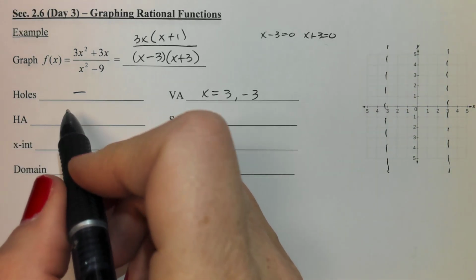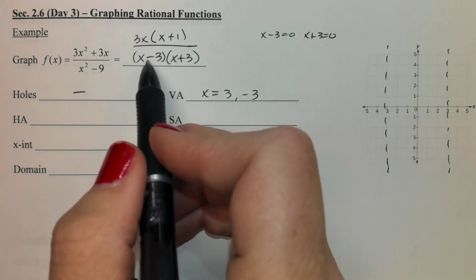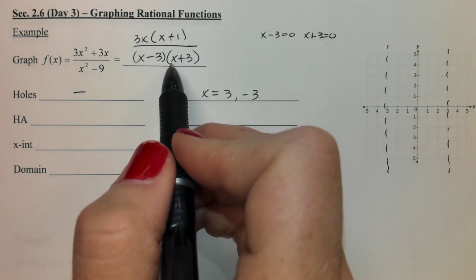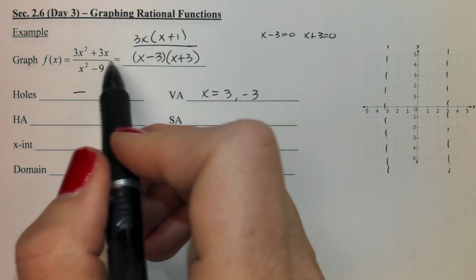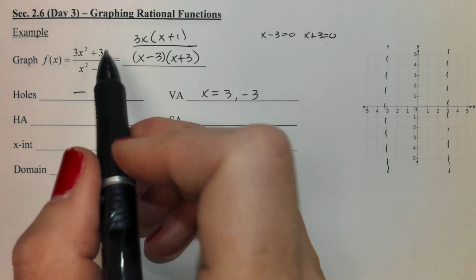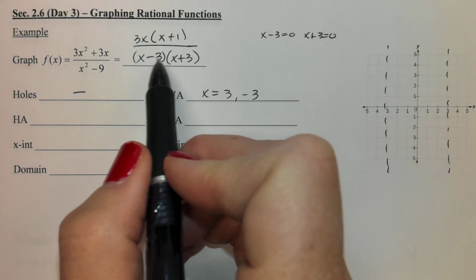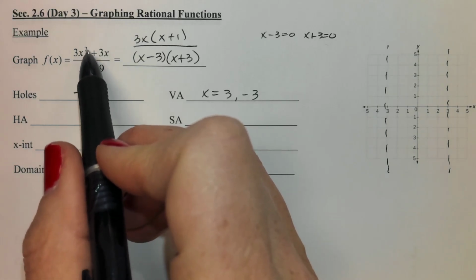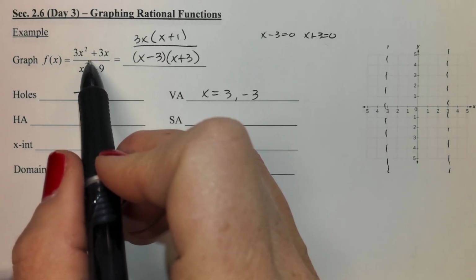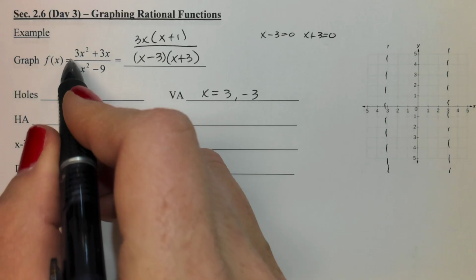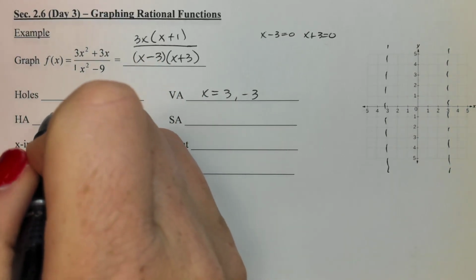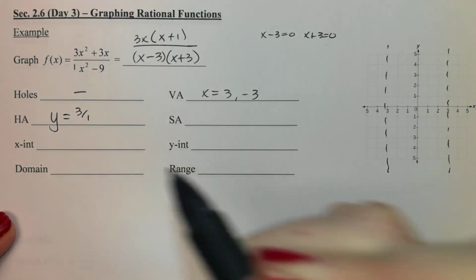Horizontal asymptote is where is the highest power of x. When it's factored, it's sometimes tough to see. Since we didn't cancel anything, I could look back at this original one, or just really pay attention to the fact that there are two x's up here, there are two x's down here. That makes them both squared. So since they match, I have to look at the coefficients, which is what's in front of them. So 3 over 1 is going to be my horizontal asymptote.